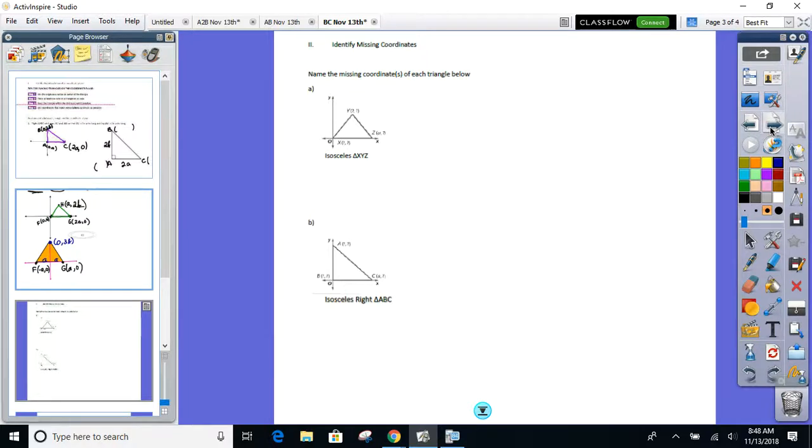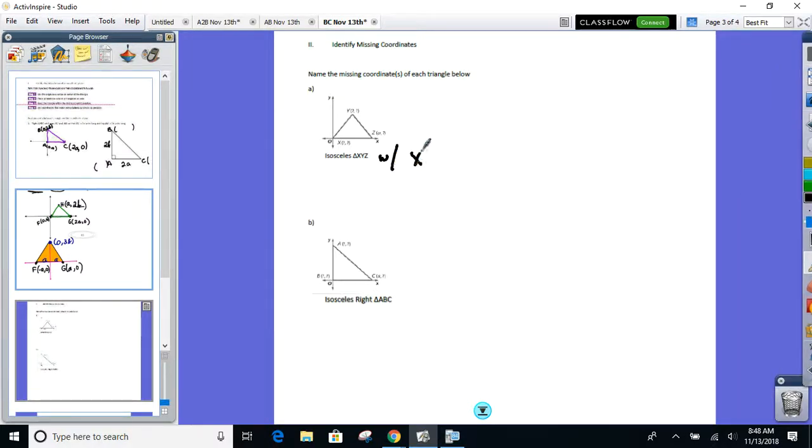Okay, we got an isosceles triangle XYZ. I got to give you some other information because you have no idea what the congruent sides are here. So this is an isosceles triangle with XY congruent to YZ. Those are the two congruent sides. I filled in the x coordinate of Z for you. You got to fill in X, Y, and the y coordinate of Z.